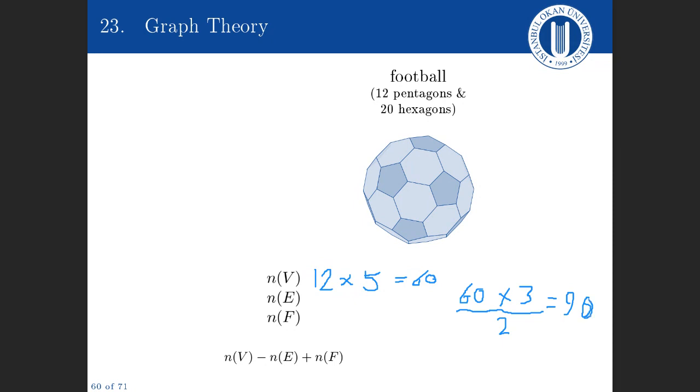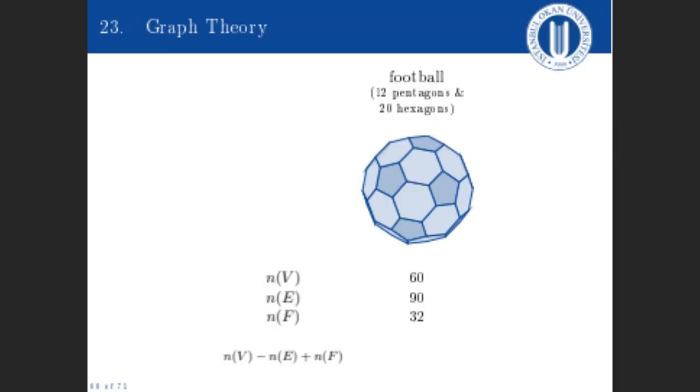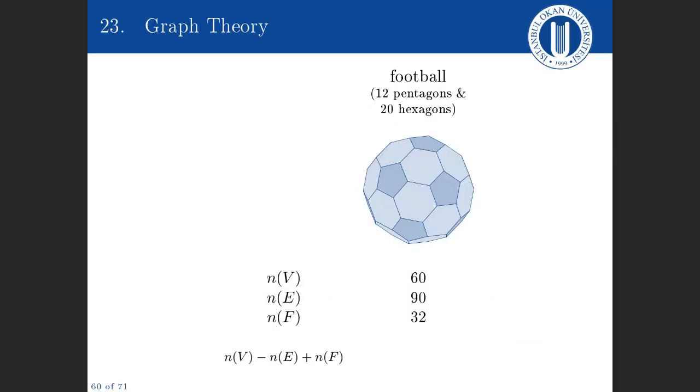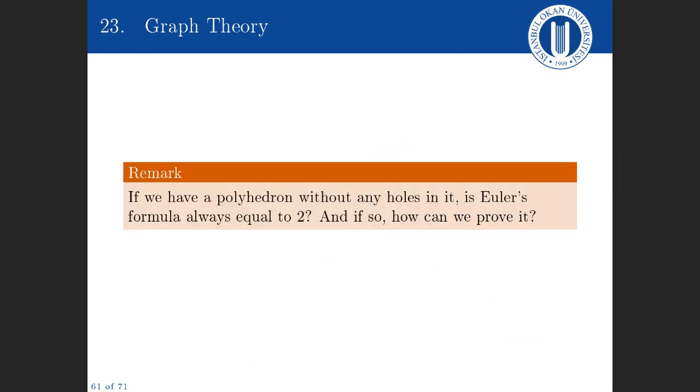How many faces are there? 12 pentagons and 20 hexagons. Add them together. 12 plus 20 gives us 32. And then what's Euler's formula going to give us? 60 minus 90 plus 32 gives us 2 again. Now, if we have one of these polyhedra, a polyhedra which doesn't have any holes in it, is Euler's formula always going to be equal to 2? And if that's yes, how can we prove that it's always equal to 2?